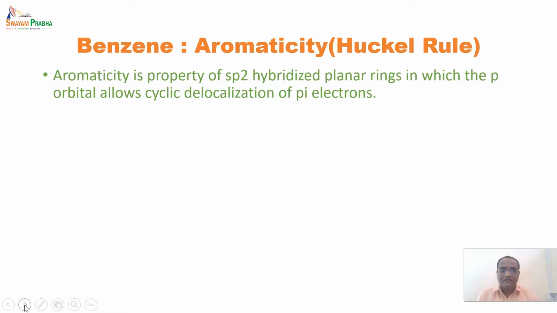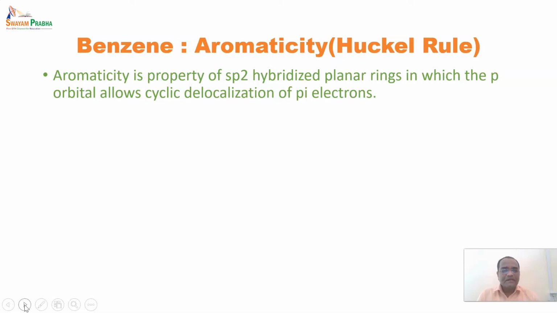But later on, the electronic arrangement or structure of benzene was revealed, and Huckel gave a rule: the compounds which satisfy aromaticity, or which follow Huckel's rule, are the only ones said to be aromatic in chemistry. So aromaticity is a property of sp2 hybridized planar rings in which p orbitals allow cyclic delocalization of pi electrons.